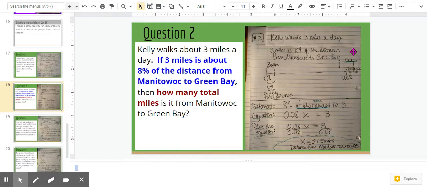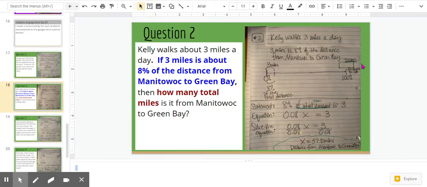3 miles is 8% of the distance from Manitowoc to Green Bay. That's a really important piece because we're given that ratio. 3 miles is 8%. When I build my line diagram, I start from 0% to 100%. I mark off the information that I know. 8% is a really small percent, so I make my Scoopy way down here, just a small little Scoopy, 8% of the total distance, and that is 3 miles that was given to us.